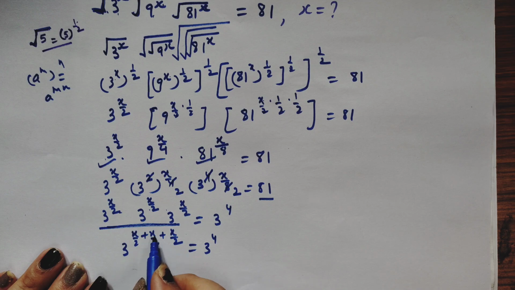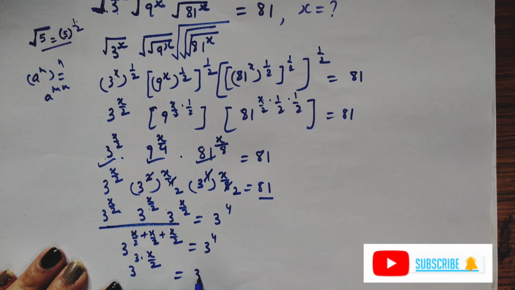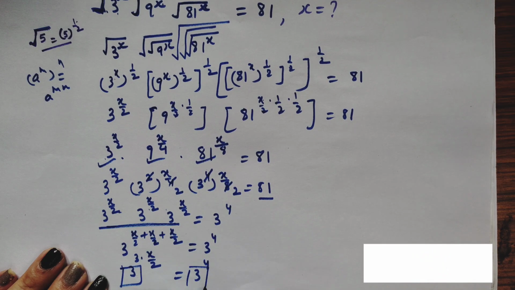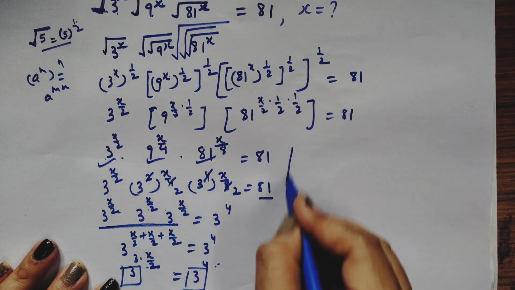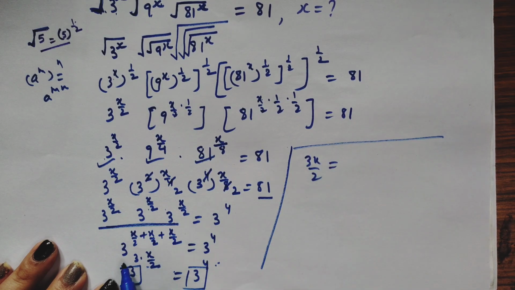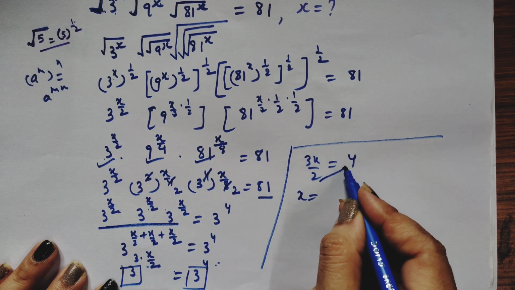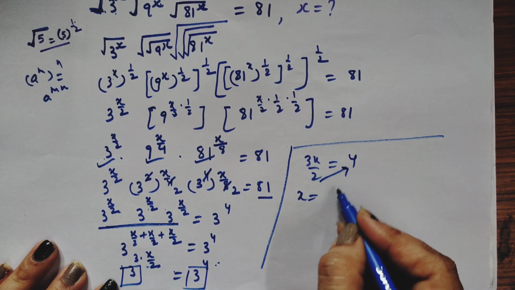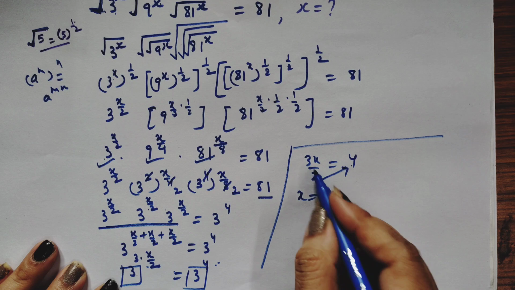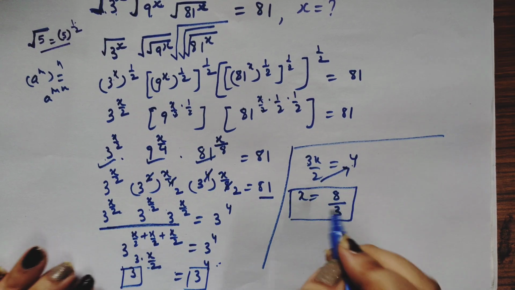Now you can see x/2, how many times is x/2 repeated? 3 times. So 3 times x/2 equals 3 power 4. Now on the left hand side and right hand side the bases are the same, so we will equate the powers. So 3x/2 equals 4. The power is 3x/2 on the left hand side, and on the right hand side the power is 4. So the 2 goes to the right hand side, cross multiplication, 2 4s are 8, and 3 is in the denominator. So this is our answer. This is the value of x.